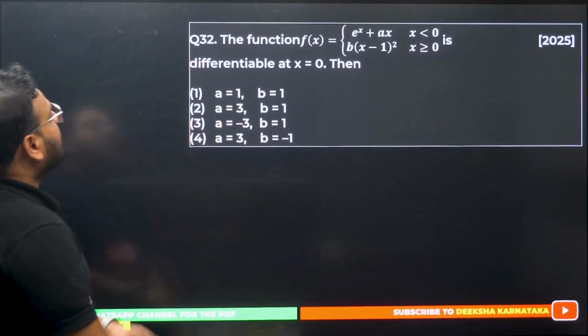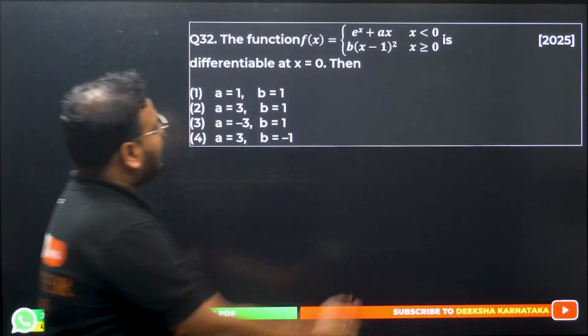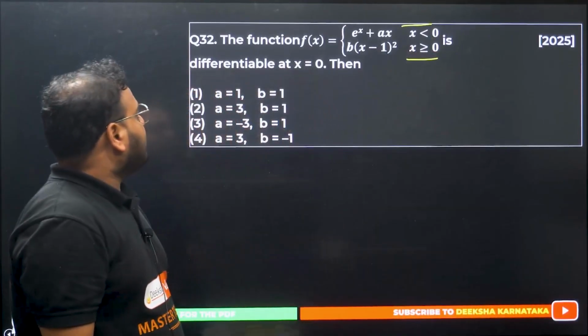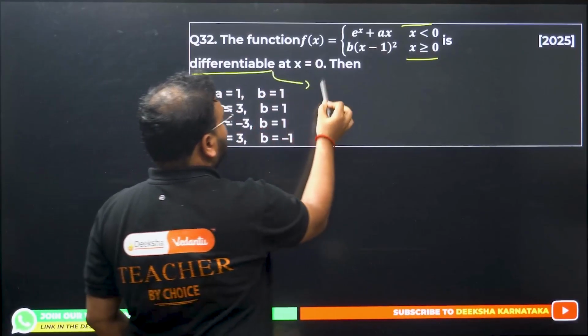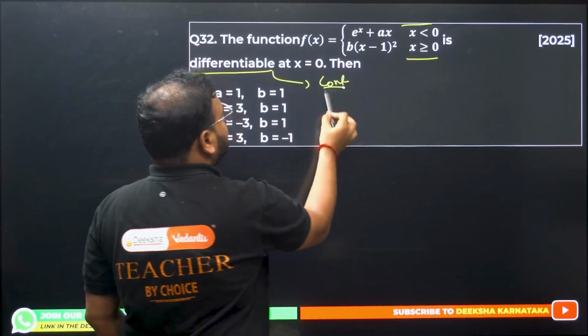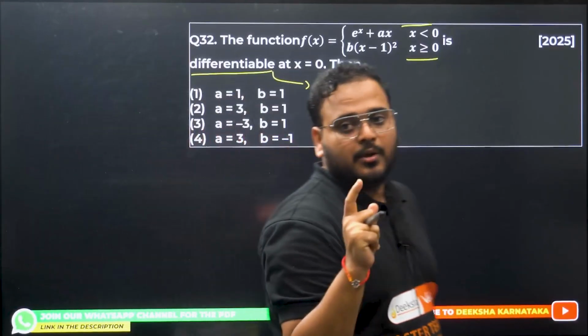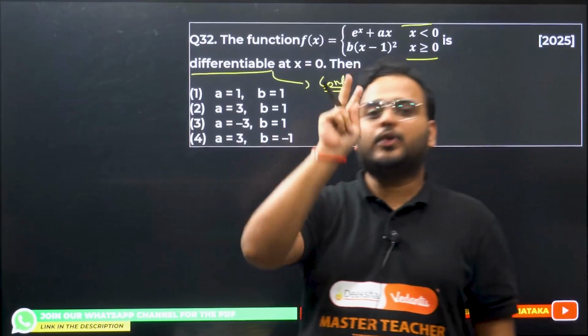Okay, come on. The function f(x) equals e^x + ax for x less than 0 and x greater than 0, as we have over here. We're looking at what? Differentiable is given. It means it will be continuous also. So we need to make two equations, right? We need to find the value of a and b, two variables. So for two variables we need two equations.